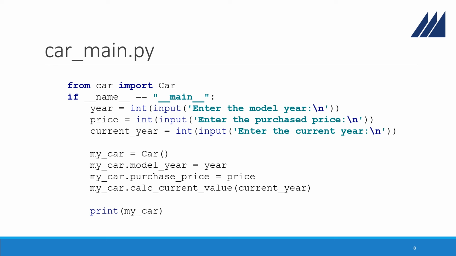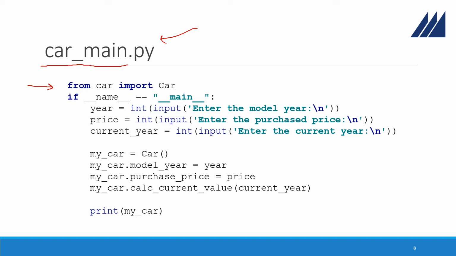This is a different file. Take a look over here. This file name is car_main, and this file is going to contain the main part of our program. It's going to use the car class, but the class is not going to be written or implemented in this file. It's going to be imported into this file. And how can I do that?